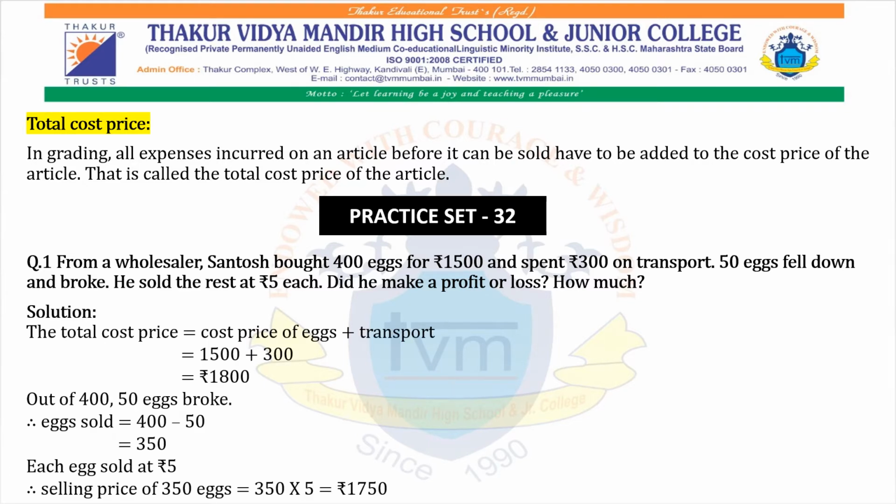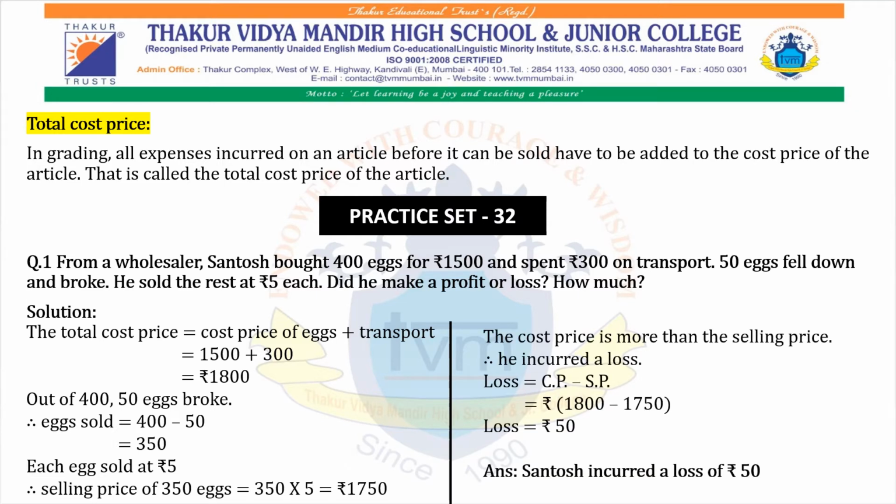The total cost price is equal to cost price of eggs plus transport. So the cost price of eggs is rupees 1500 and the transport is 300. So 1500 plus 300, it is rupees 1800. Out of 400 eggs, 50 eggs broke. Therefore, total eggs sold is equal to 400 minus 50, that is 350. Now, Santosh sold each egg at rupees 5. Therefore, selling price of 350 eggs is equal to 350 into 5, that is rupees 1750.